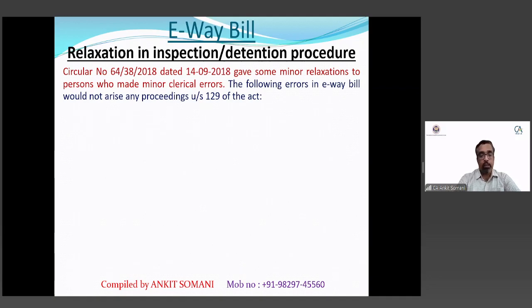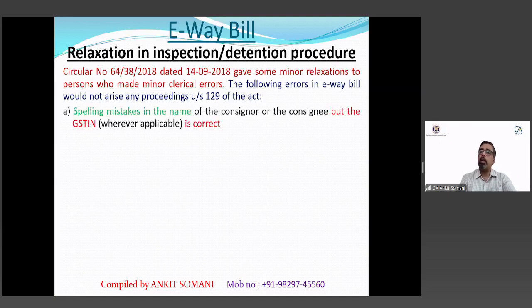Practically, what we are visualizing is that even if there are only minor clerical errors, the dealing officer at the checkpost is not going to reduce the penalty amount, but normally tries to create a case. It is your duty as a chartered accountant to remind him of the importance of the circular, so that minor errors in the e-way bill shall not create any proceedings under section 129.